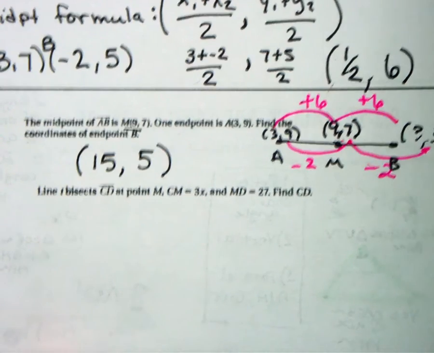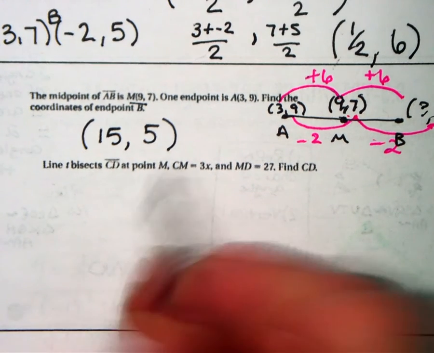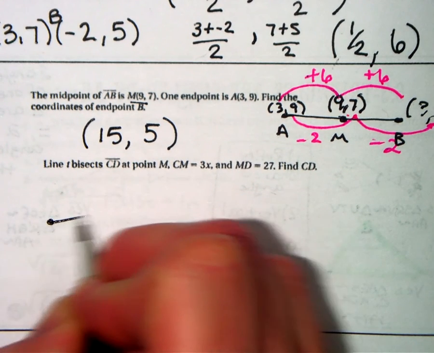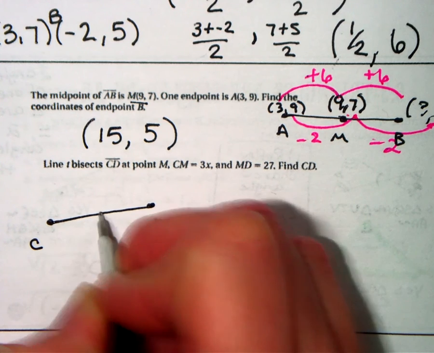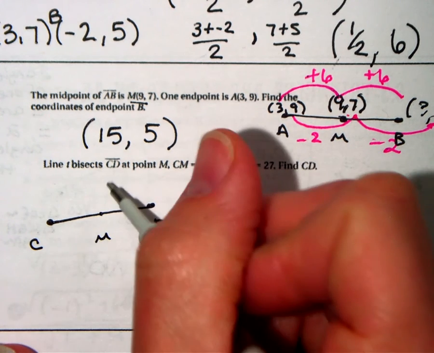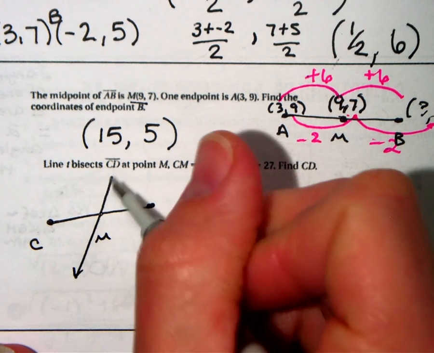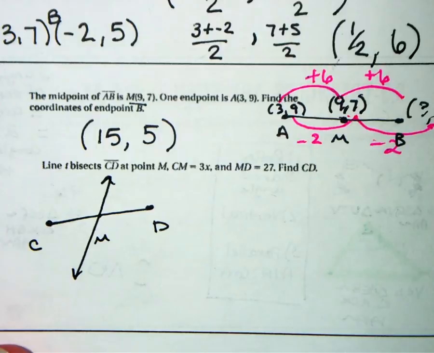Going down to the second one, it says line T bisects CD. I'm going to draw you a picture for this. Here's C, D, here's M. Line T. It doesn't have to be a perpendicular line. It just says any line.